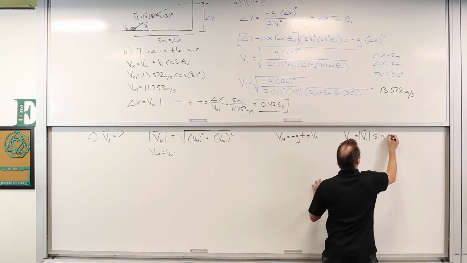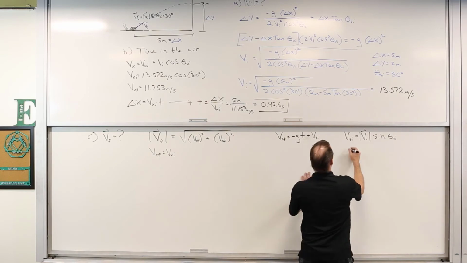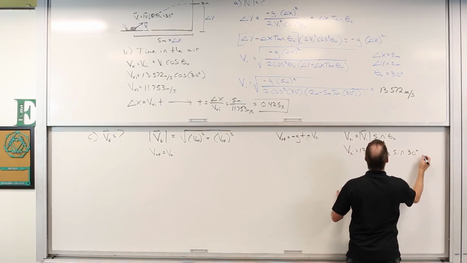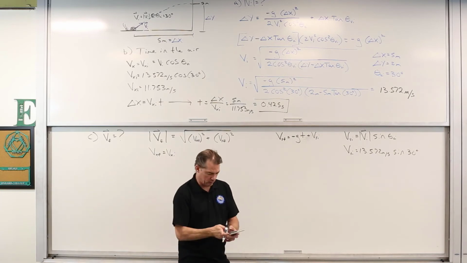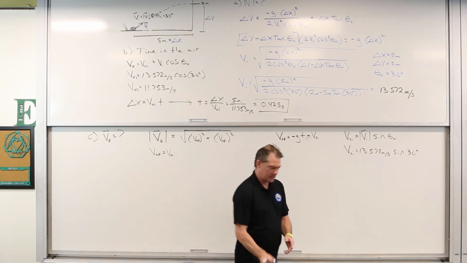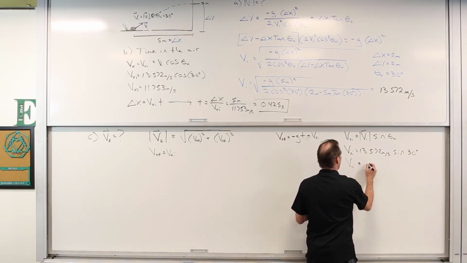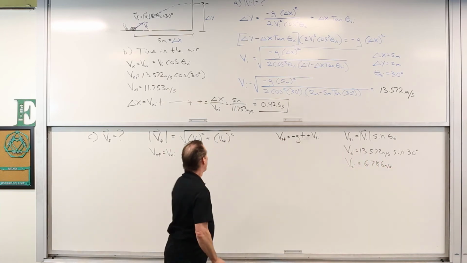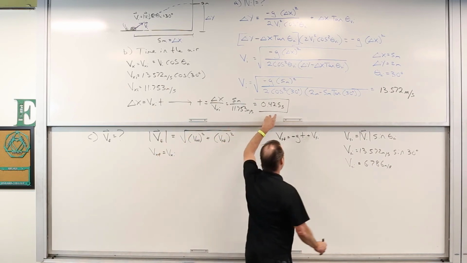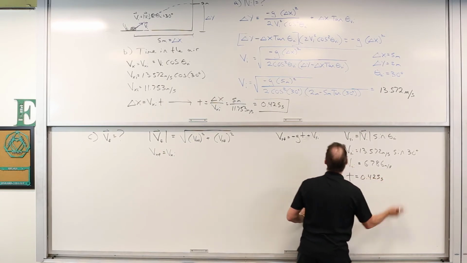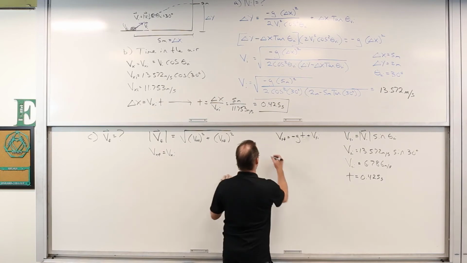times the sine of theta, which will then be equal to 13.572 meters per second times the sine of 30 degrees. So we just half of that. Let me just do this really quick. 13.572 divided by 2, and we've got 6.786. Vy initial is equal to 6.786 meters per second. We know how long it's in the air for. We just figured that out. t is equal to 0.425 seconds. And thus we can go ahead and get what vy final is.